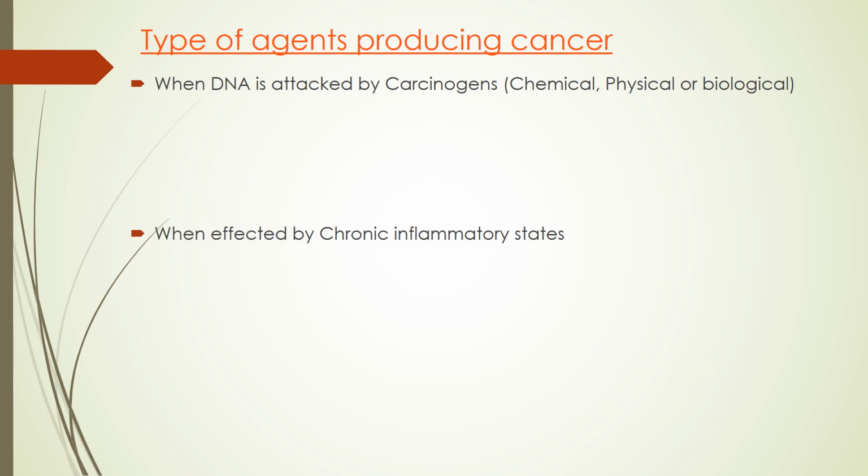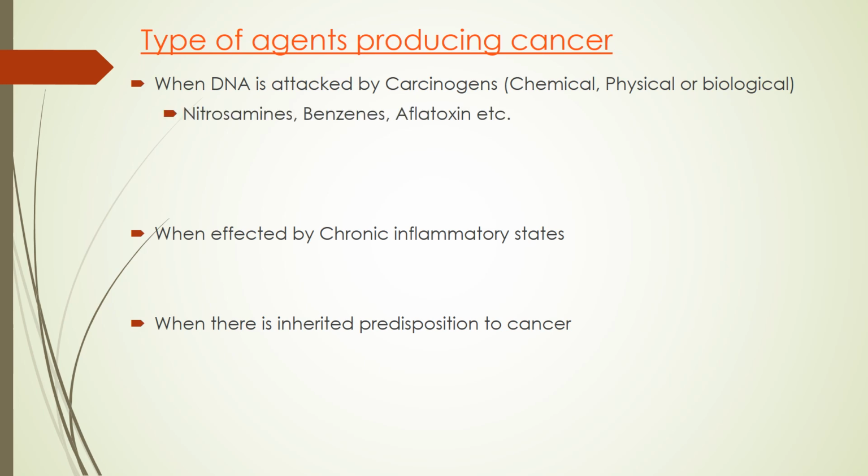DNA may also be affected by chronic inflammatory states like chronic infections and chronic inflammation. There is also DNA which is already a bit abnormal but hasn't produced cancer yet, and it runs down in the family, and the person is said to be predisposed to these cancers. So when a second hit or second insult is inflicted on the DNA, whether chemical, physical or biological, it turns into a neoplastic or malignant cell.